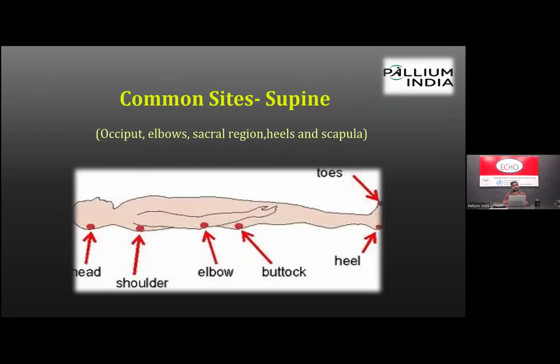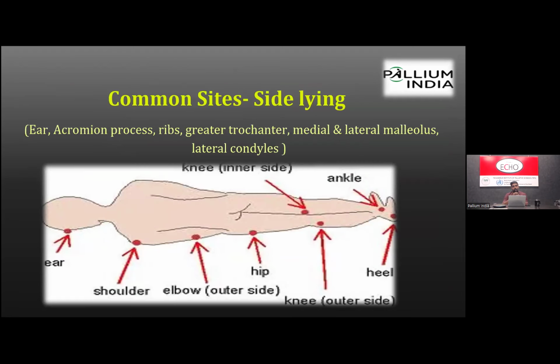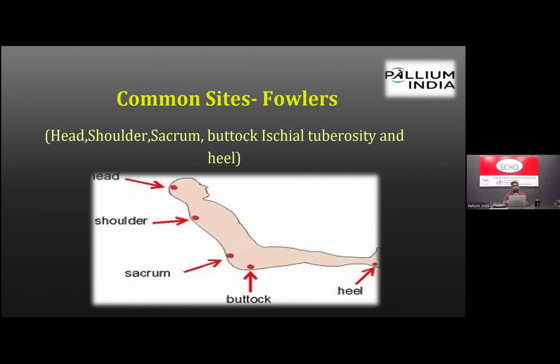Again, I am repeating. In the supine position, the areas where the chance is very high are the head, shoulder, elbow, buttocks, and both heels. Side-lying position, right or left: on the corresponding side, the ear, outer ear, earlobe, then ribs, greater trochanter region, then knee, hip, heel, lateral aspect, ankle, lateral aspect. These are the areas more prone to the development of pressure sores. In the semi-Fowler or head-elevated position, again these areas are more prone to the development of pressure sores.